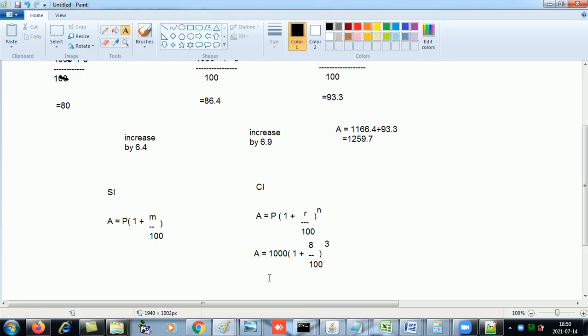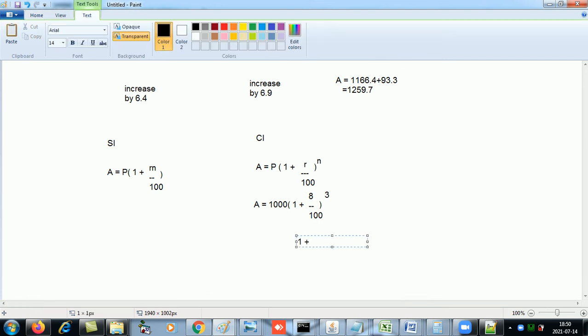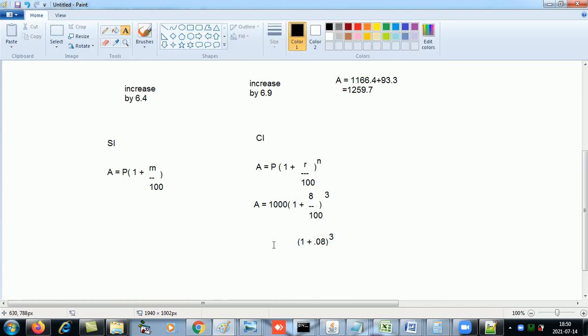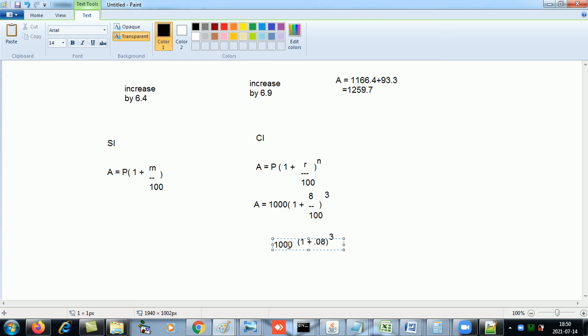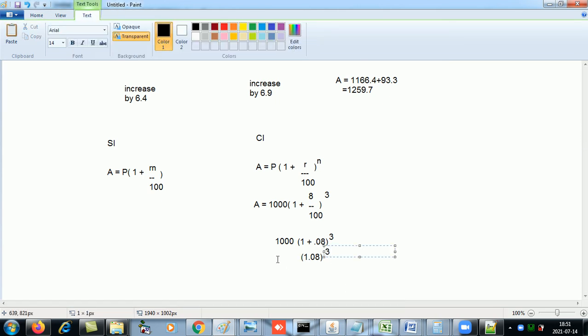Okay. Now first solve the bracket. So 8 by 100 becomes 0.08. 1 plus 0.08, raised to 3, into 1000, right? Now 1 plus 0.08 becomes 1.08, raised to 3, into 1000.